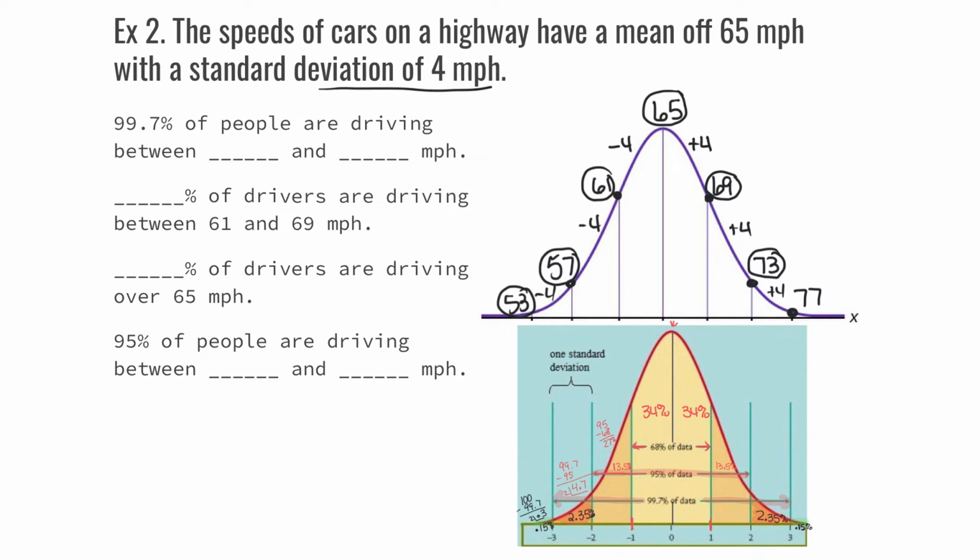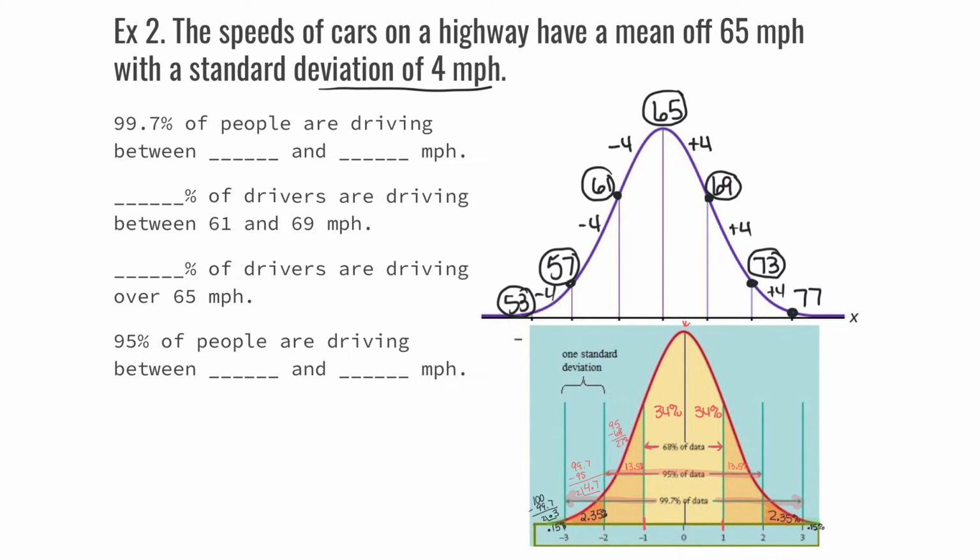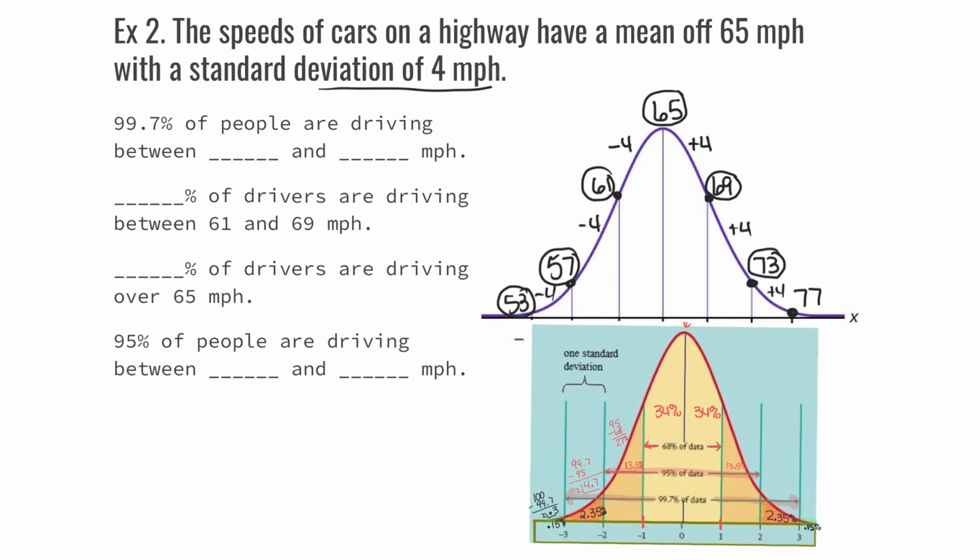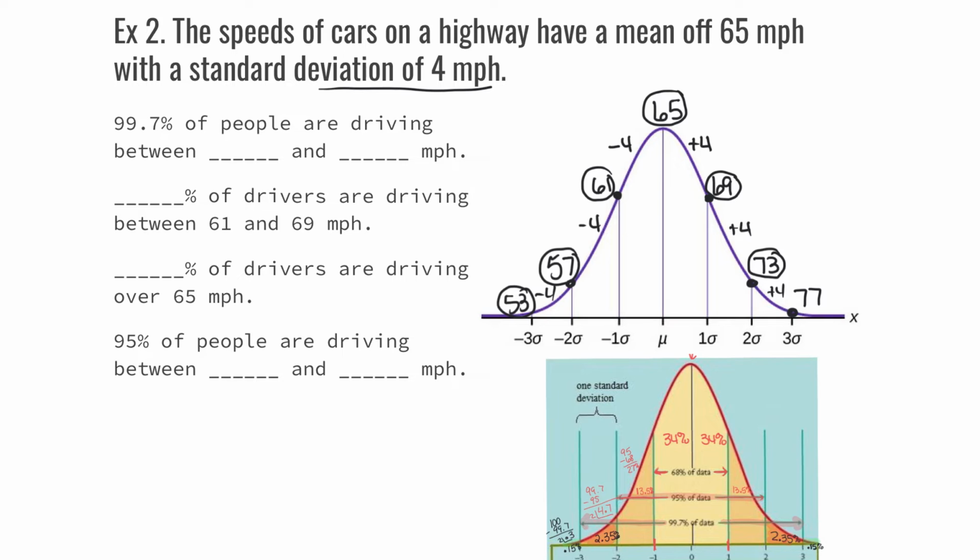So it says 99.7% of people are driving between what? Well, if you look at this graph, 99.7% is between the 3 standard deviations. So if I look at where the 3 standard deviations are, it's right here, and right here. So that means that they're traveling between 53 miles per hour and 77 miles per hour. Okay? All right. What percent of drivers are driving between 61 and 69?